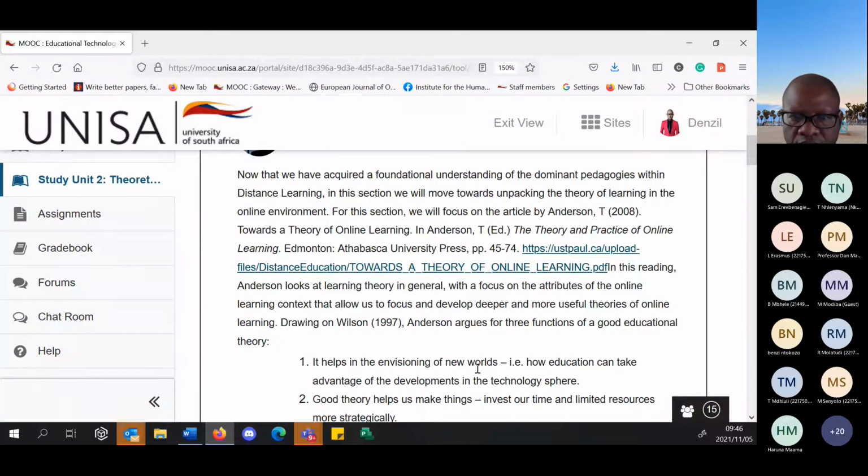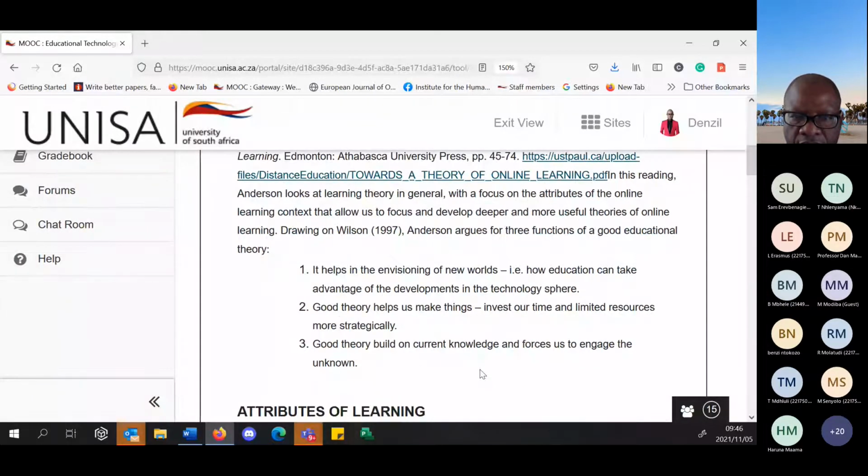And Anderson argues for three main elements. He says it helps us in envisioning new worlds, how education can take advantage of developments in the technology sphere. Secondly, good theory helps us to invest our time and limited resources more strategically. And this becomes quite important when we think of institutions that have limited resources. And this came out quite critically with the COVID-19 impact, when we had institutions that didn't have learning management systems, institutions that lacked basic infrastructure, server capacity, etc. So what does it mean for us as we talk about learning theories to invest in those institutional structures that actually speak to this, right? And then good theory builds on current knowledge and forces us to engage in the unknown.